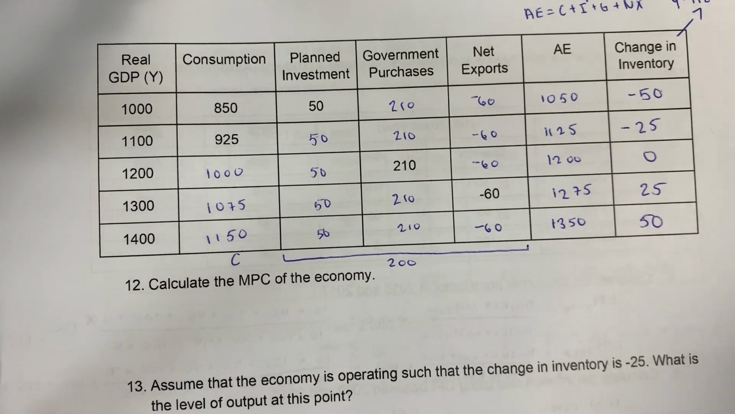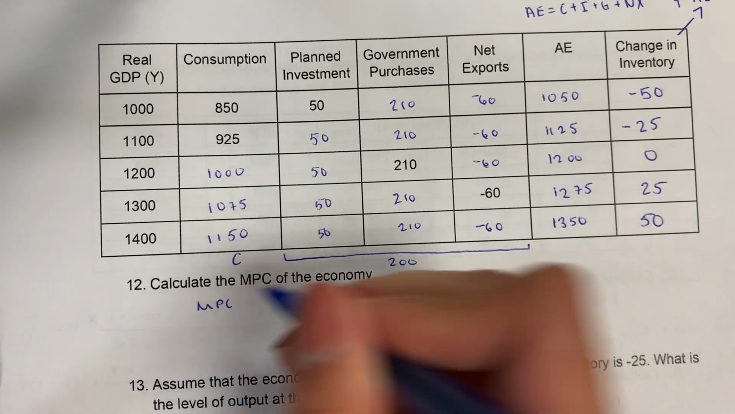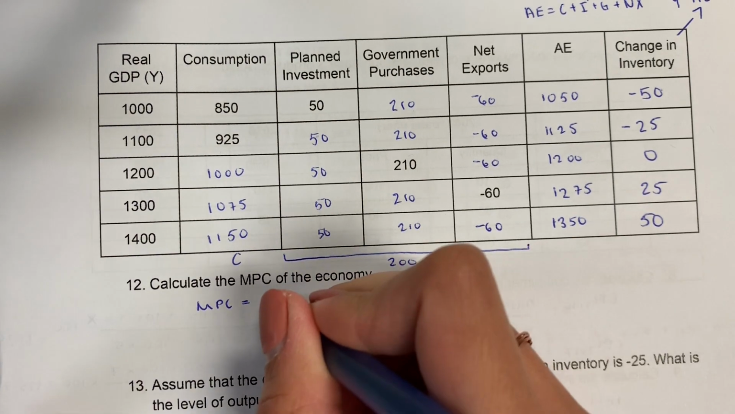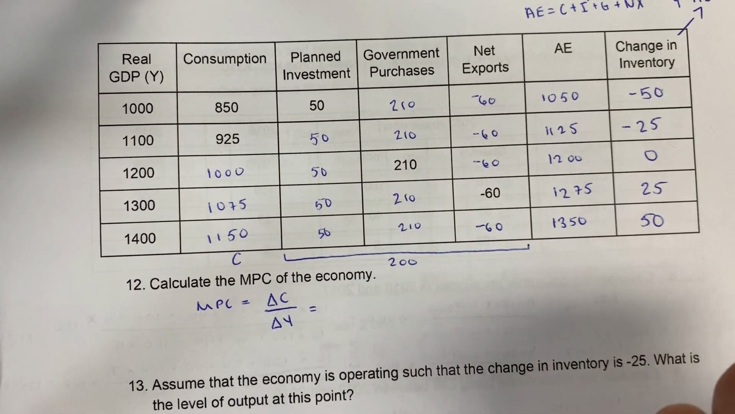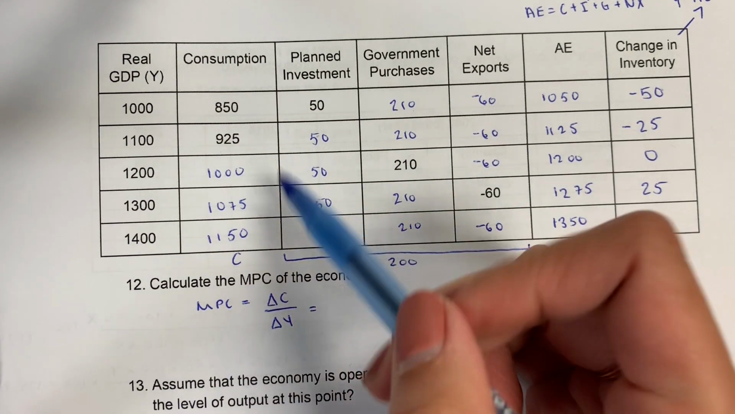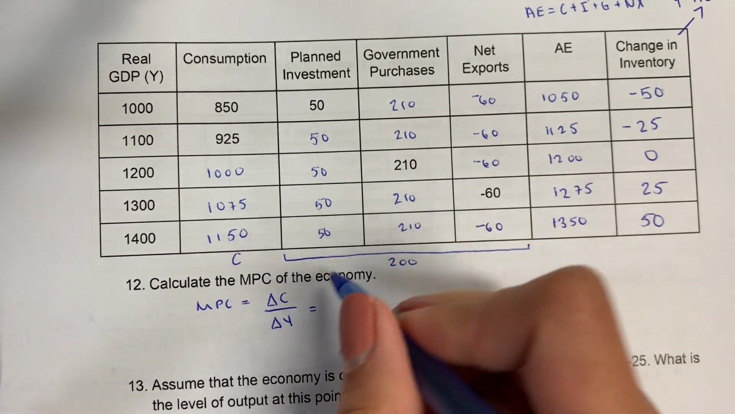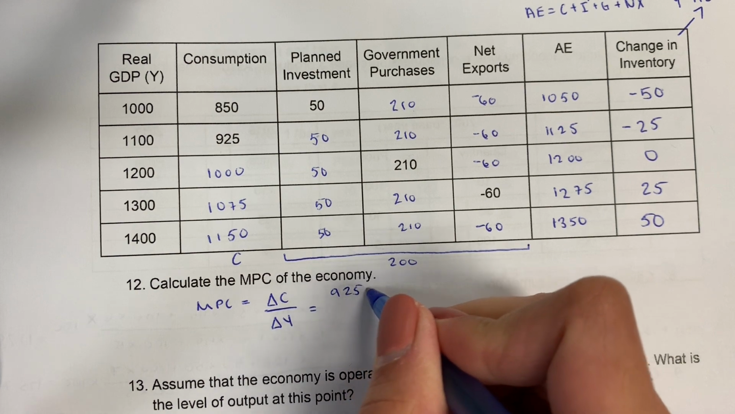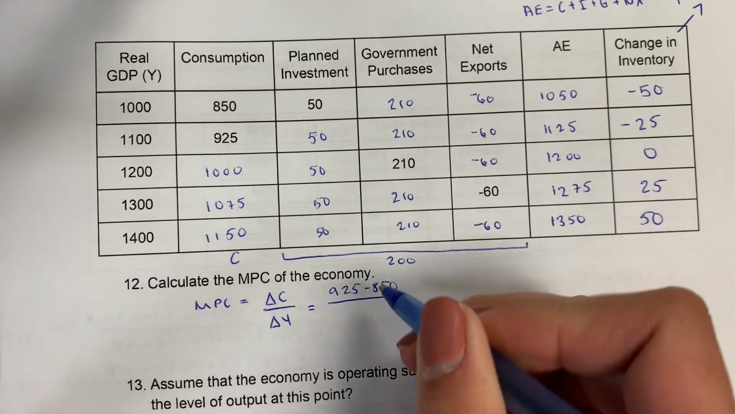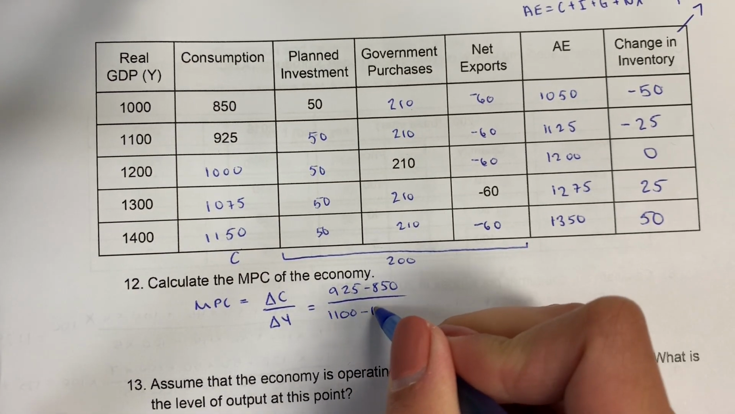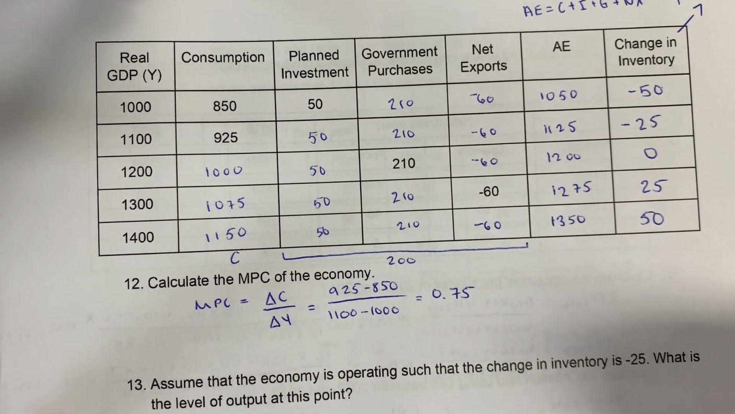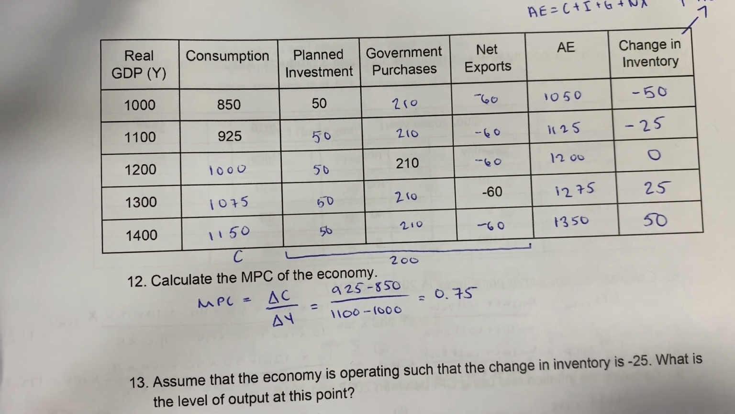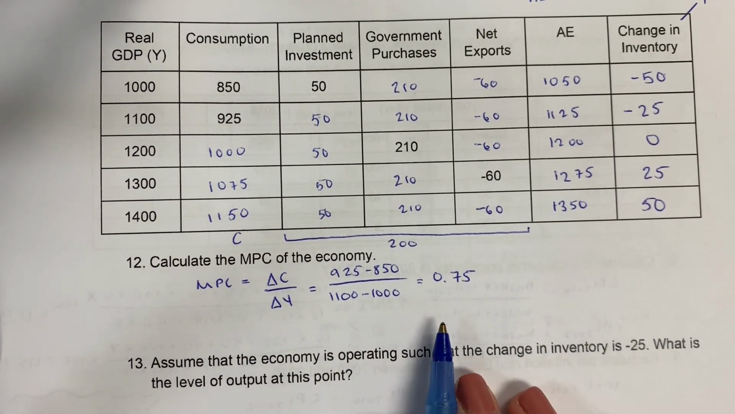Let's move on to question 12. We're going to calculate the MPC of the economy. Your MPC is equal to the change in C divided by the change in Y. So what we can do here is we can really take any 2 points. I'm just going to start with 925 minus 850. You can use any 2 points you would like. 1,100 minus 1,000. This gives me 0.75. Okay, so we know that our MPC is 0.75.